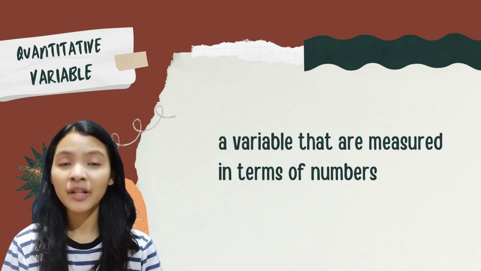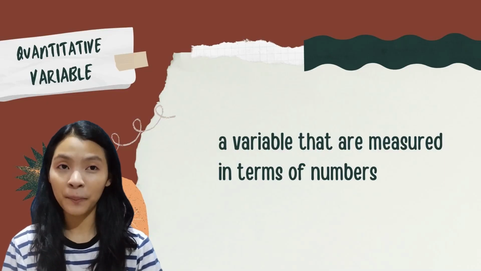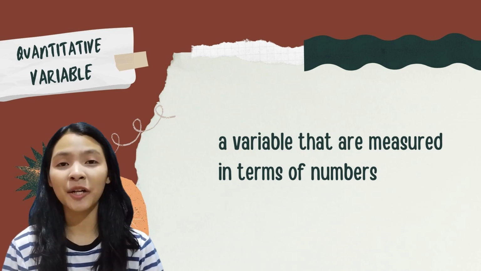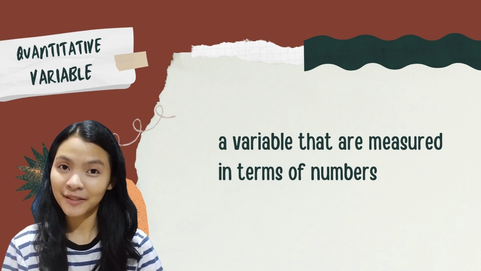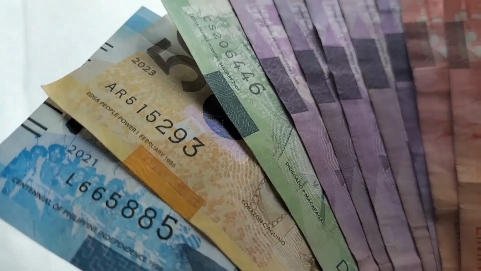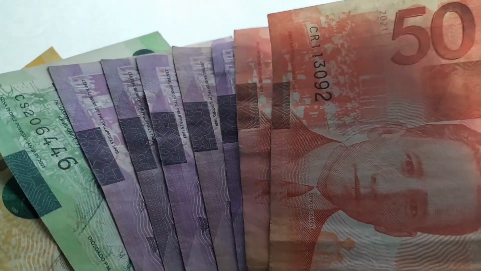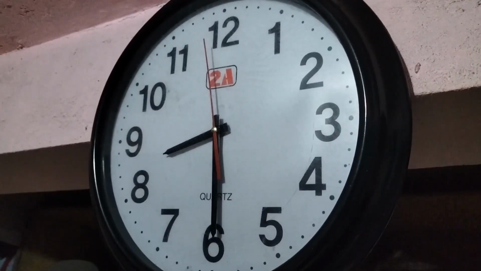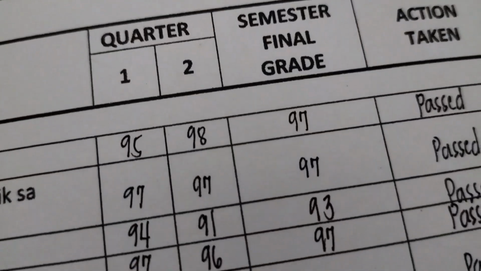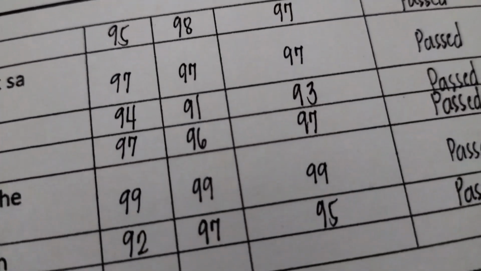Compared to qualitative, quantitative does involve numbers. It is a variable that are measured in terms of numbers. Examples of quantitative variable are salary, time, GPA. So if it's categorical variable, it is qualitative. If it's numeric variable, then it is quantitative variable.